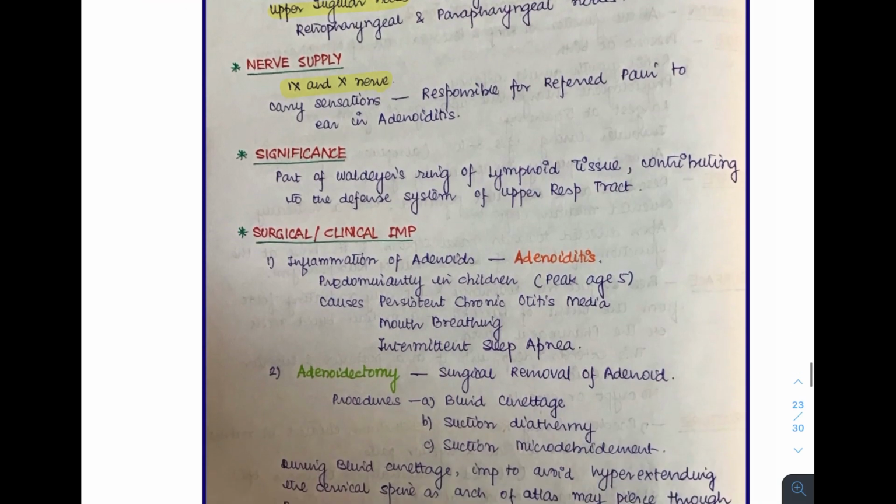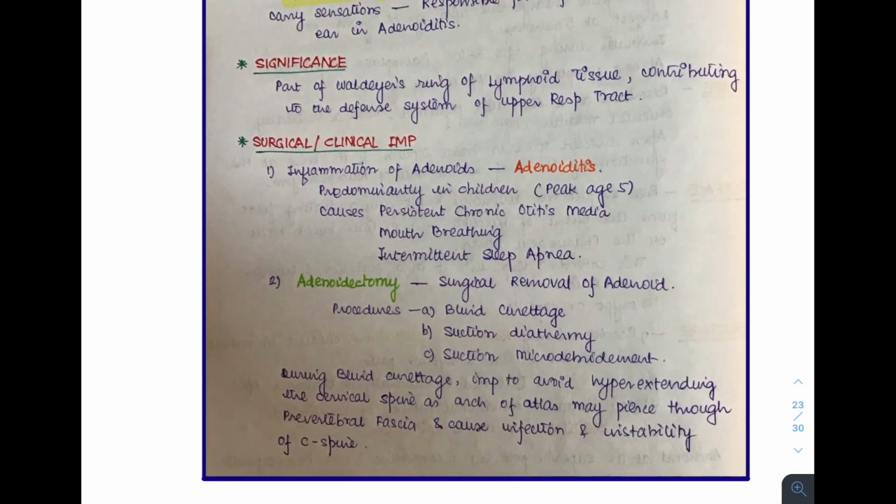Now, clinically, why is this adenoid so important? First, when it is getting inflamed, it is known as adenoiditis. This is predominantly seen in children, peak age being 5. Remember when I was telling you about the size of the adenoid, I said that the maximum size is seen around the age of 5 to 6, and after that age it starts involuting and atrophies and completely disappears by the time you reach adult age. Therefore, adenoiditis is predominantly seen in children during this peak age of 5.